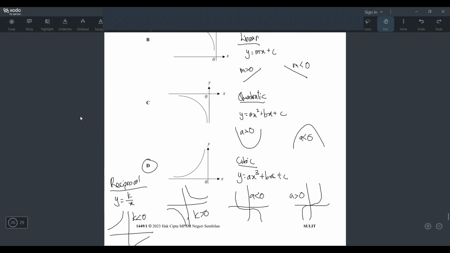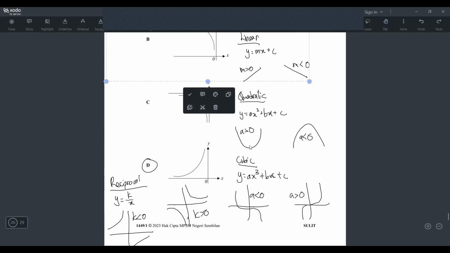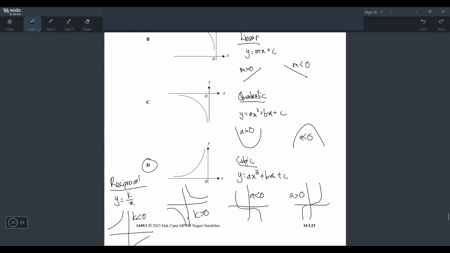Okay, let's go through one more time from the beginning. So there's 4 types of graph you need to know. For linear, the highest power is 1. Quadratic, the highest power is 2. Cubic, the highest power is 3. Reciprocal, the highest power is negative. Why I say negative? Because when you move the x up, it becomes power -1. So when the power negative, when you draw, the graph will look like this, right?